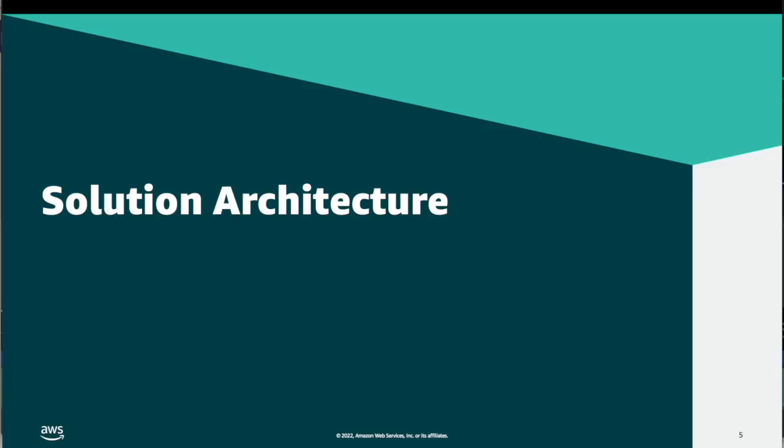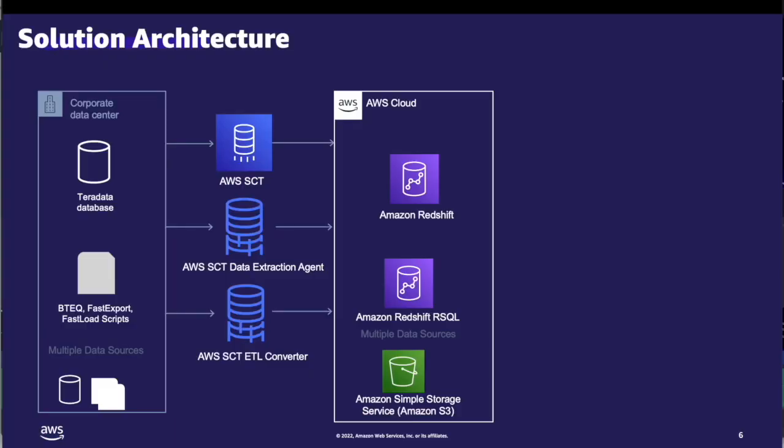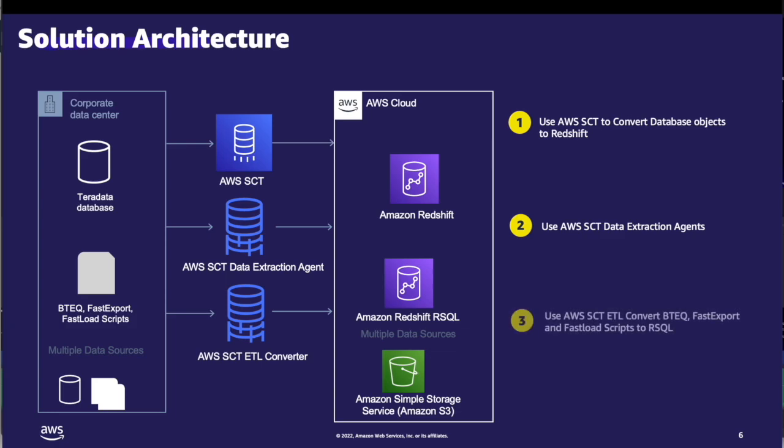The solution architecture for the demo is shown here. On the left-hand side, we have an on-premise data warehouse along with some ETL scripts developed in a proprietary language. On the right-hand side, we have the Amazon Redshift cloud data warehouse. We are going to use AWS SCT to convert the SQL code objects and database objects. We are going to use the AWS SCT Data Extraction Agent to migrate data to Redshift Server. And finally, we are going to use the AWS SCT ETL converter to migrate BTEQ scripts to our SQL scripts. So let's start the demo now.